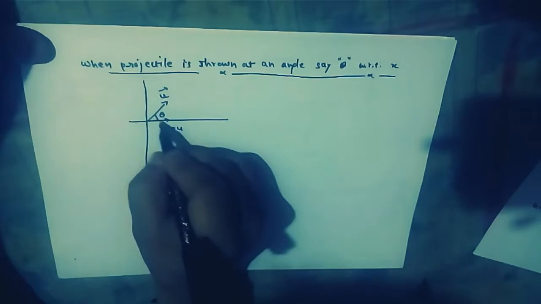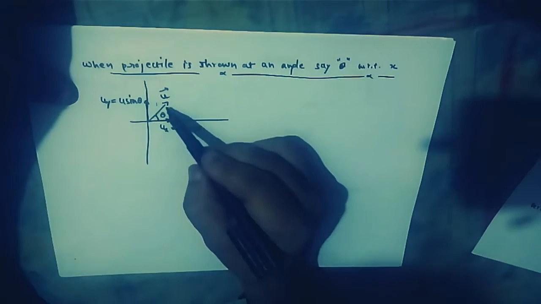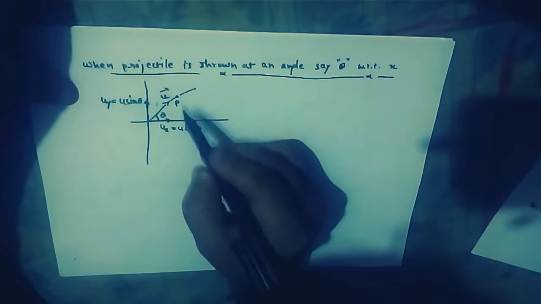Suppose this is the surface of Earth, and now we have thrown a body, a projectile, with an initial velocity u. What is the initial velocity along the x-axis? If it is thrown at an angle theta with respect to the x-axis, then ux would be u cos theta. This u would have a component u cos theta, and uy would be u sin theta.